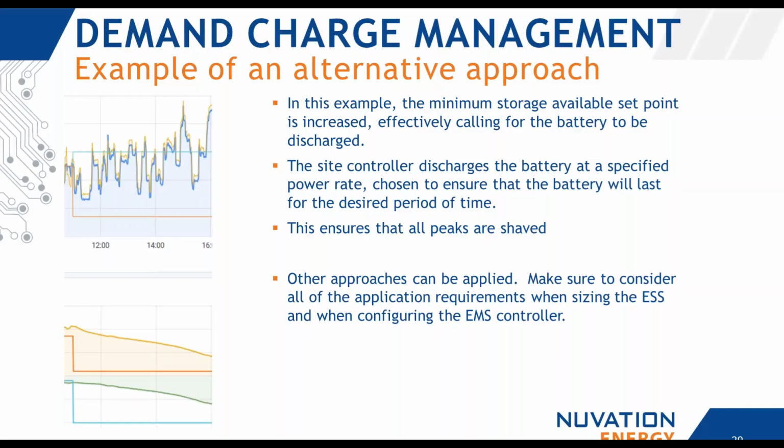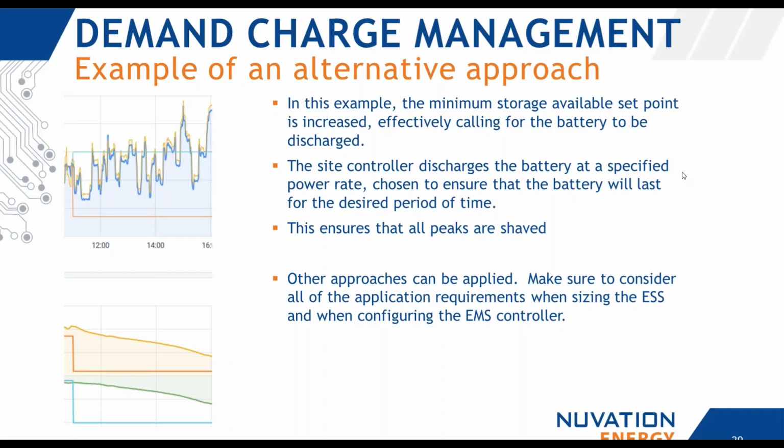Some ways to mitigate this would be to use different algorithms. So in this case, an adjustment was made in the schedule to change the set points to bring the minimum storage available much lower. So this essentially told the controller that it should discharge the battery to free up space for more energy storage.